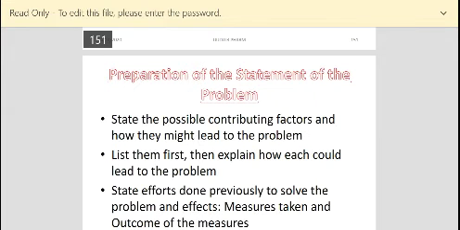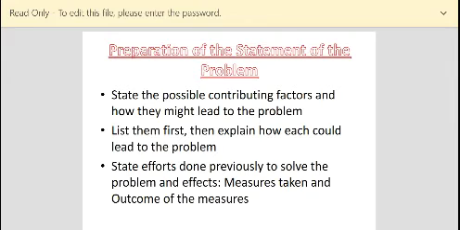Let's see the preparation of the statement of the problem. State the possible contributing factors and how they might lead to the problem. This means all factors which you think are contributing to the problem, you have to list them first, then explain how each could lead to the problem. You might have seen several factors. Once you have listed the factors which you think may cause the problem, you have to explain how each factor contributes to the problem occurring.